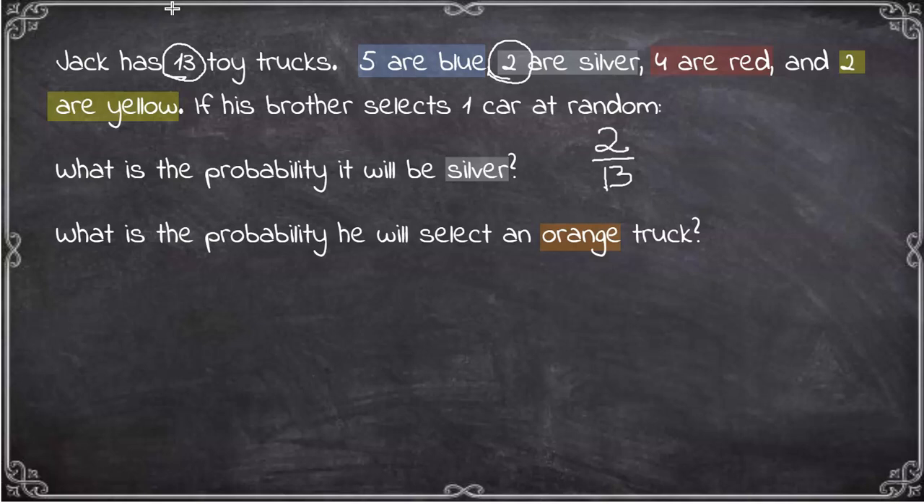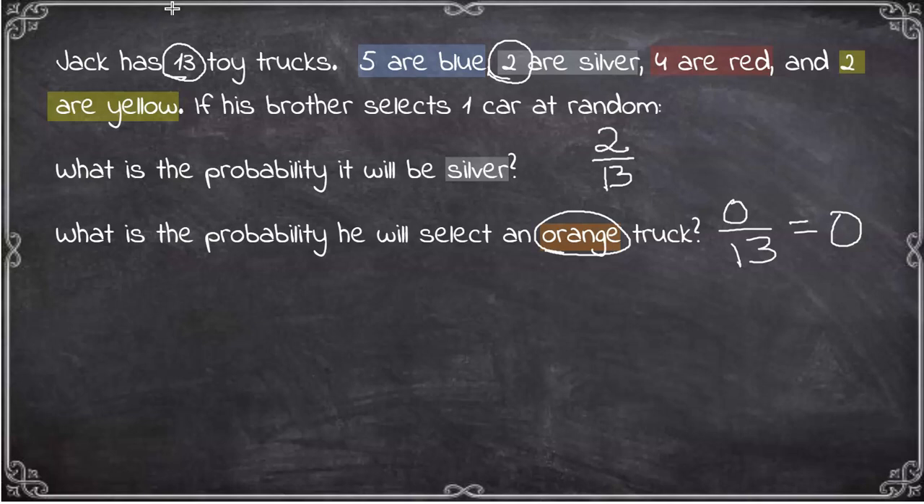Now, the next question asks, what is the probability he will select an orange truck? Okay, so we can still say, I know the denominator is 13. How many orange trucks are there? There are no orange trucks. So that would be 0/13, or 0 out of 13, which if you divide 0 by 13, the probability is 0. So if your probability is something that doesn't exist within that problem, then your answer is going to be 0.